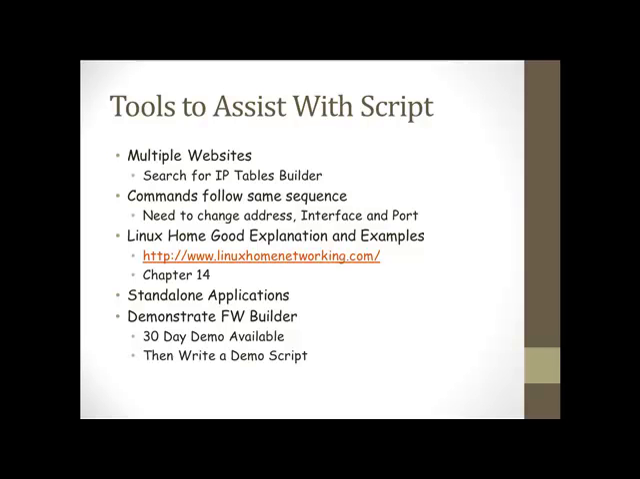There are a number of standalone applications that will do that. The one that I'm going to use to go through how we do these things is called FW Builder. You can get a 30-day demo from them, and then I'm going to write a demo script to show you how to do it. I'll show you the objects that you need to use in FW Builder, how you apply your policy, and then how you can use it to get the specifics for an IP tables script.